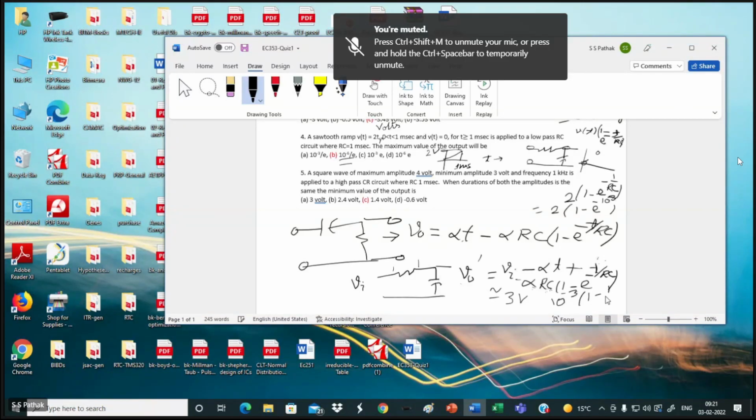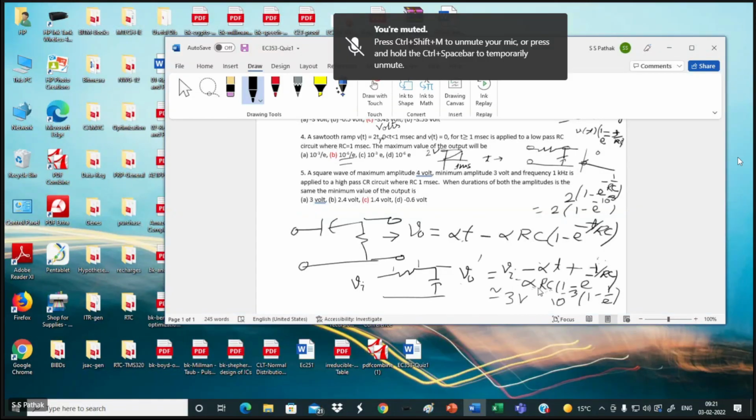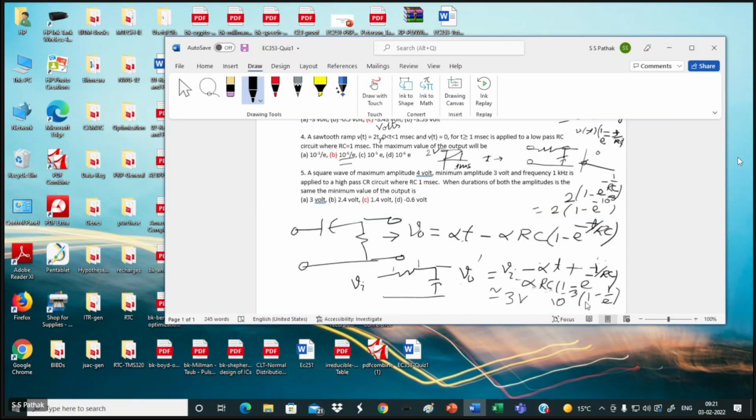These sort of loops are not much desirable because in the 3D picture, this would have been more clear. What is the mistake I am doing? Any mistake anywhere? Maximum value of the output will be 10 to the power minus 3 into 1 minus 1 by e, alpha RC into this thing. And this one will be your VI, which is 2 minus 2. 2 minus 2, this becomes your 0.